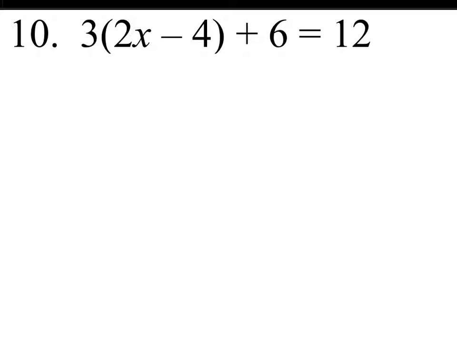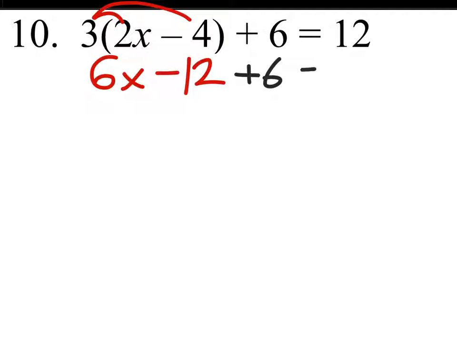So this one looks a lot different because we have that distribution right here, but then it's added to 6. Now we don't distribute the 3 to the 6 because it's not 3 groups of 6. It's just 3 groups of 2x minus 4. So 3 times 2x would be the 6x. 3 times negative 4 is negative 12. So I got 6x minus 12 plus 6 equals 12.